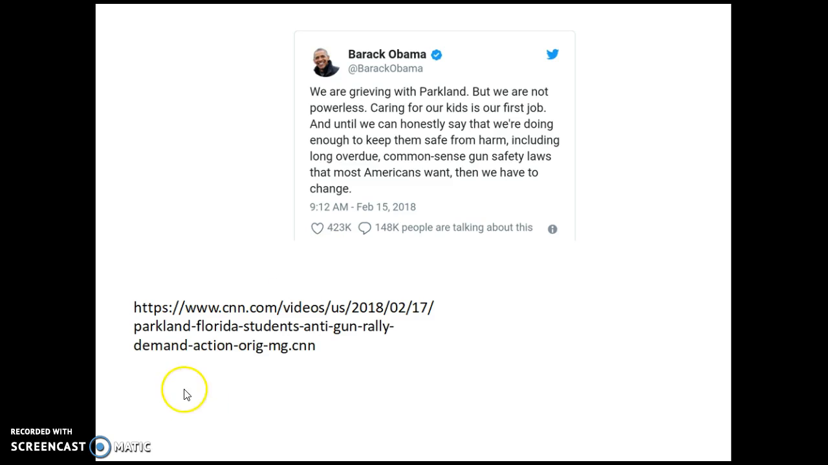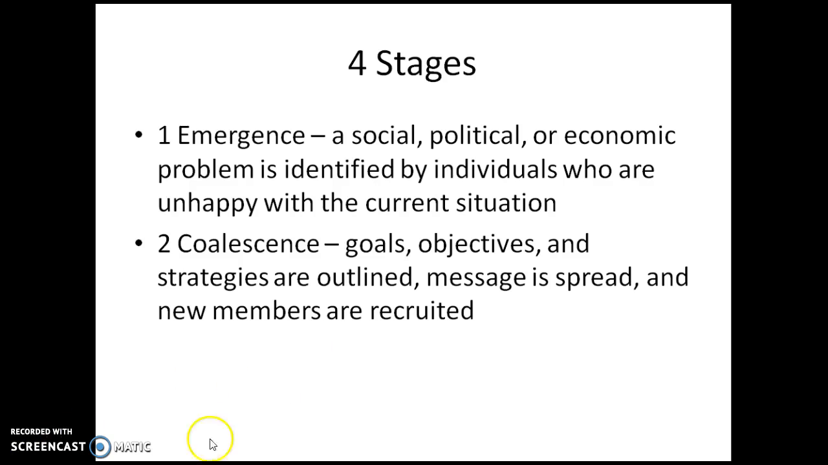This is a link if you want to type it in. You are more than welcome to do so. It's a CNN video on the Parkland students asking for specific steps for Congress to make in the gun legislation. So again, that would be the second phase where they're identifying their goals and their objectives.